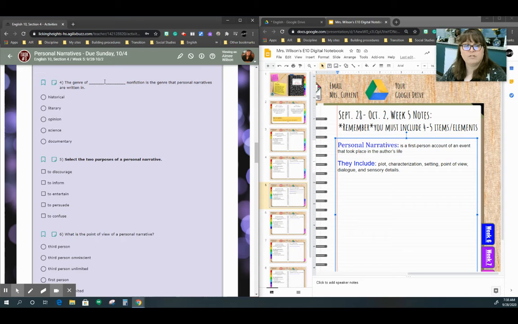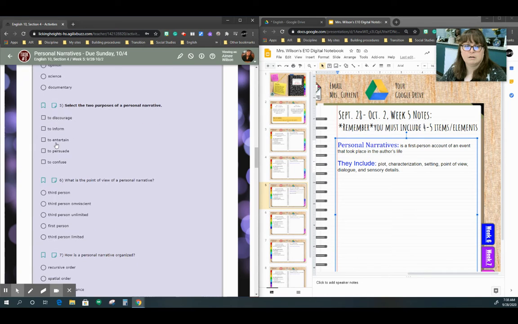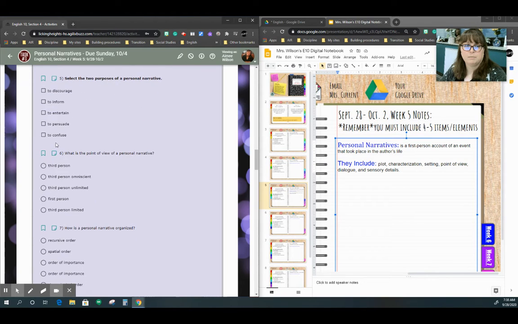4. The genre of blank nonfiction is the genre that personal narratives are written in: historical, literary, opinion, science, documentary. 5. Select the two purposes of a personal narrative. So what is their purpose? To discourage, to inform, to entertain, to persuade, or to confuse. Pick two.